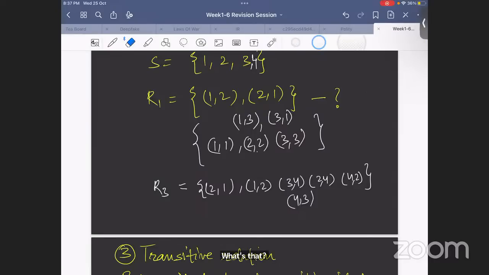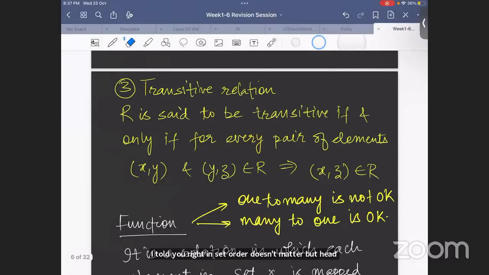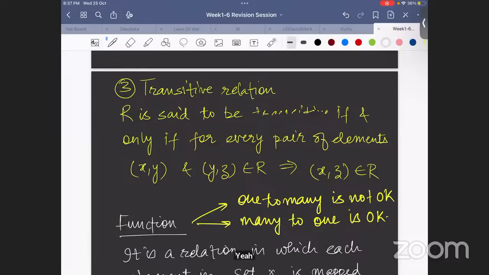Even for the transitive you apply the same thing, checking on the relation R only. Just listen carefully. R is said to be a transitive relation if and only if for every pair of elements (x, y) and (y, z) that is present in R, (x, z) should be present in R.